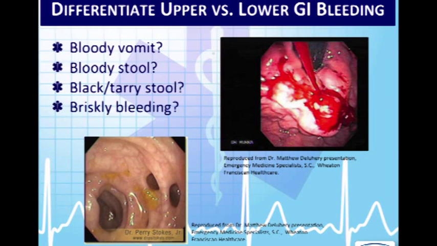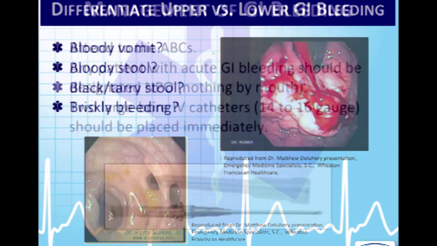The other part of GI bleeding that we like to know is it briskly bleeding? Are they actively bleeding right now? Is there blood on your sheets from the transport in? And how long has this bleeding been going on for?